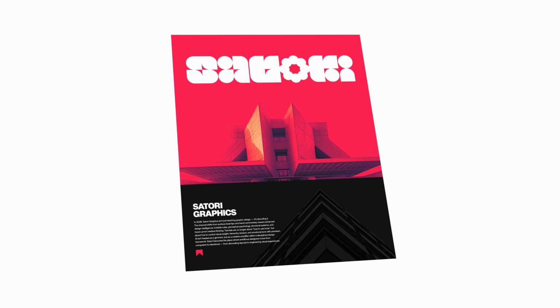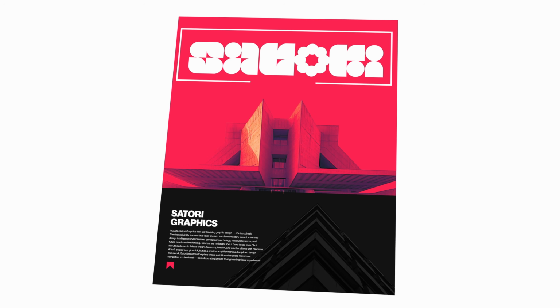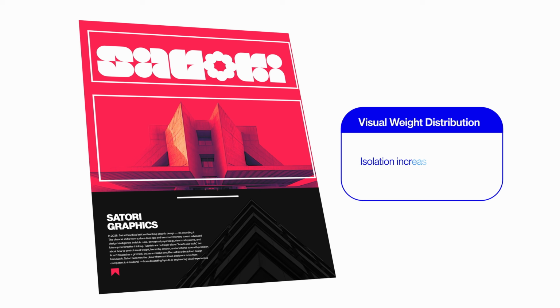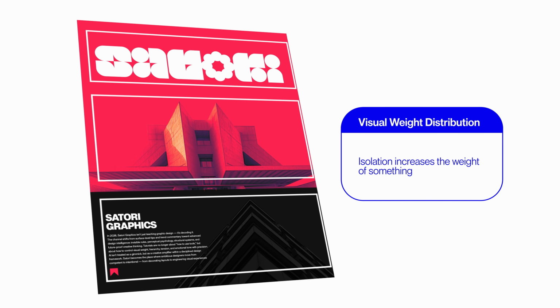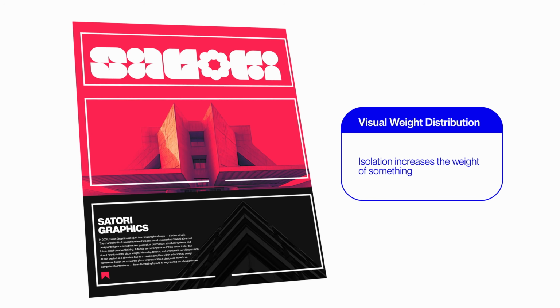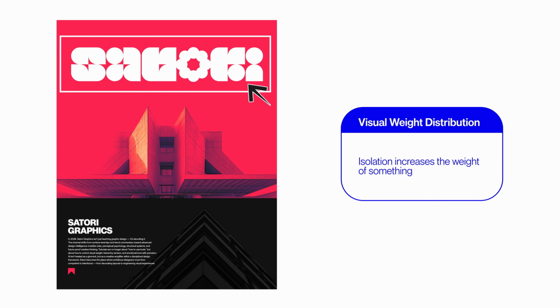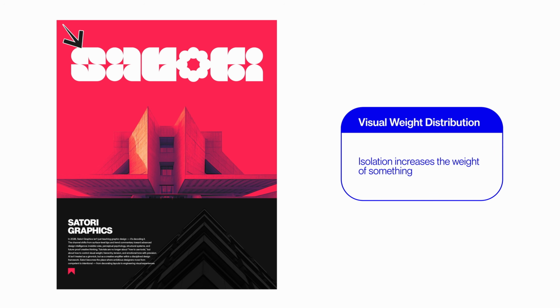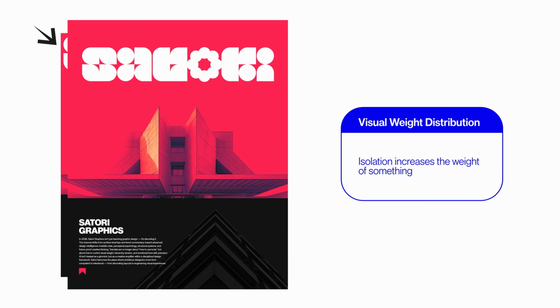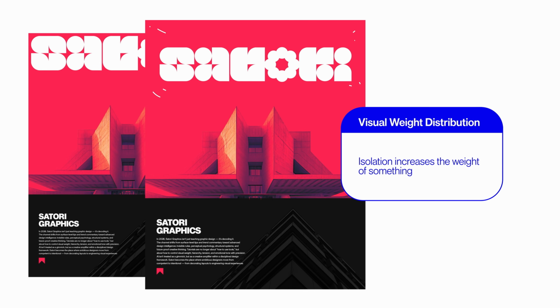The next thing about visual weight distribution that you need to understand is that isolation increases the weight of something. So here we can bring the white heading down and give it some more space, increasing its isolation. And now it has even more weight visually speaking, even though it's slightly smaller than before.